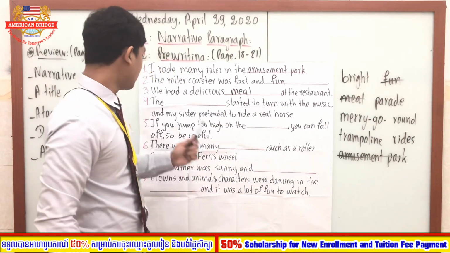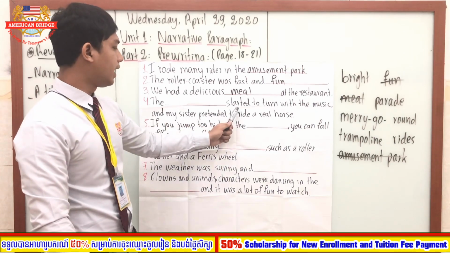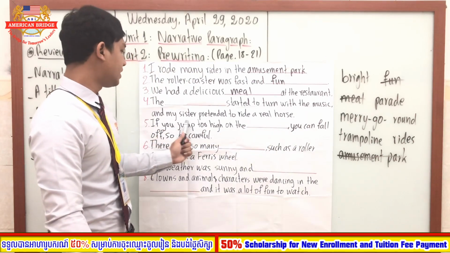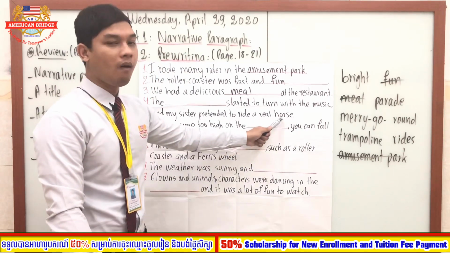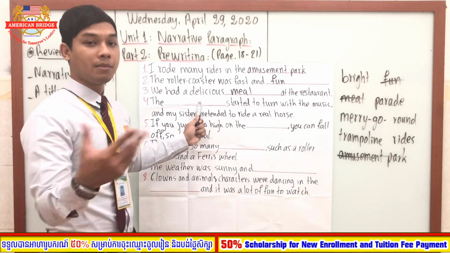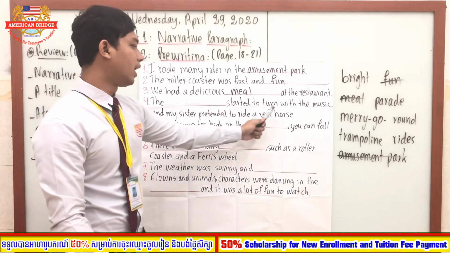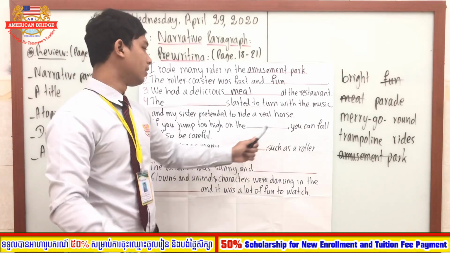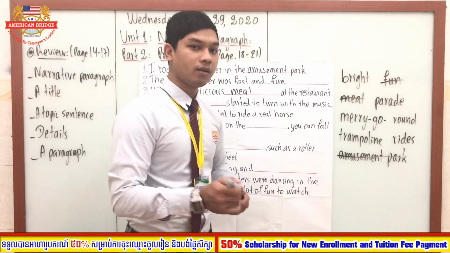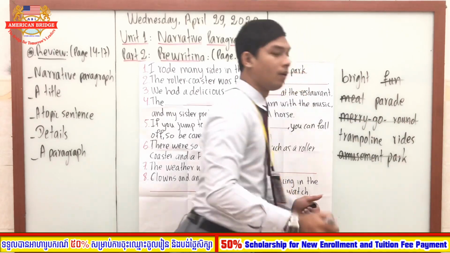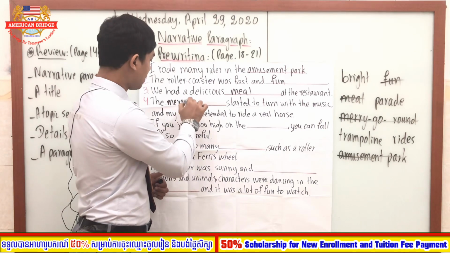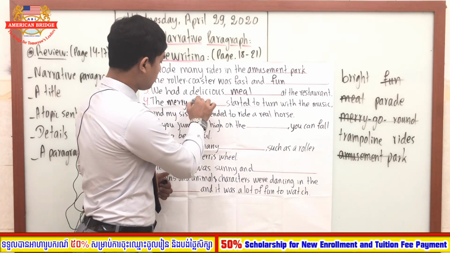All right. And number four, we say the, and then started to turn with the music. And my sister pretended to ride a real horse. Okay, a real horse. So this should be a place or some kind of machine, right? Some kind of machine that turns. It can be turned, so it can go around. And with the real, pretend to ride a real horse. So this one should be, of course, the merry-go-round.